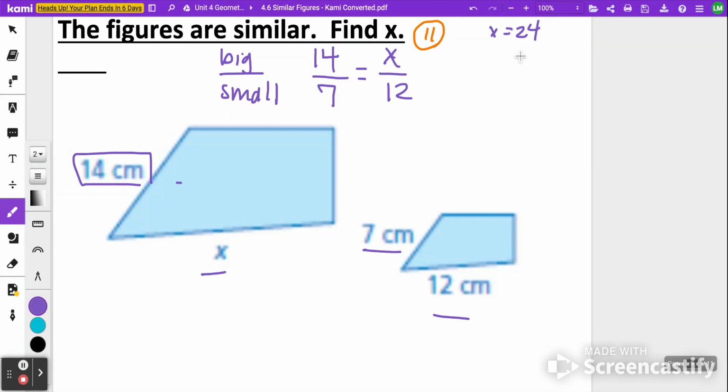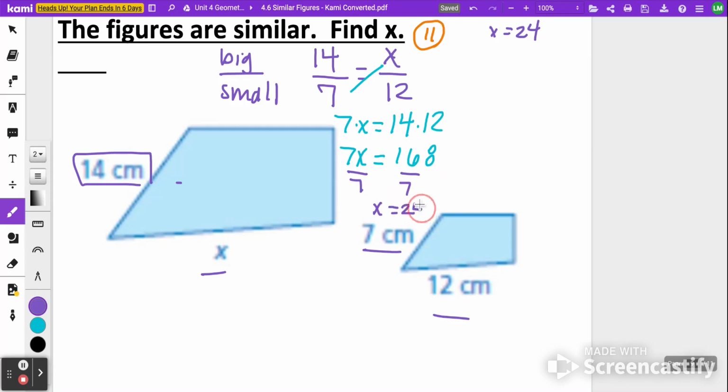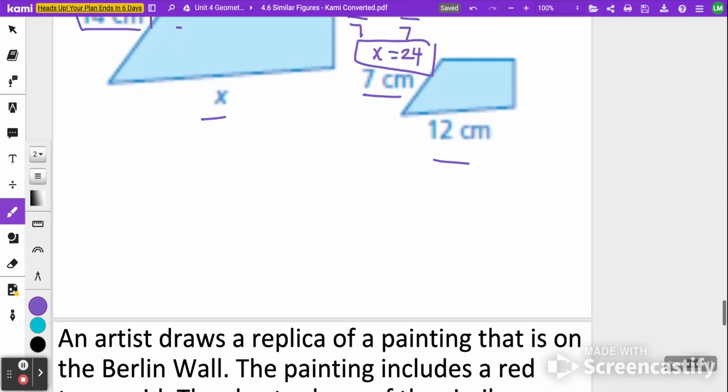Okay. What we're going to do first, though, is show my cross multiplying steps. So I'm going to do 7 times x is equal to 14 times 12. 7 times x is 7x. And 14 times 12, just checking my calculations, is 168. Final step, divide by 7. 168 divided by 7 is 24. So sometimes you don't necessarily need to use the proportion, but a proportion is always going to work.